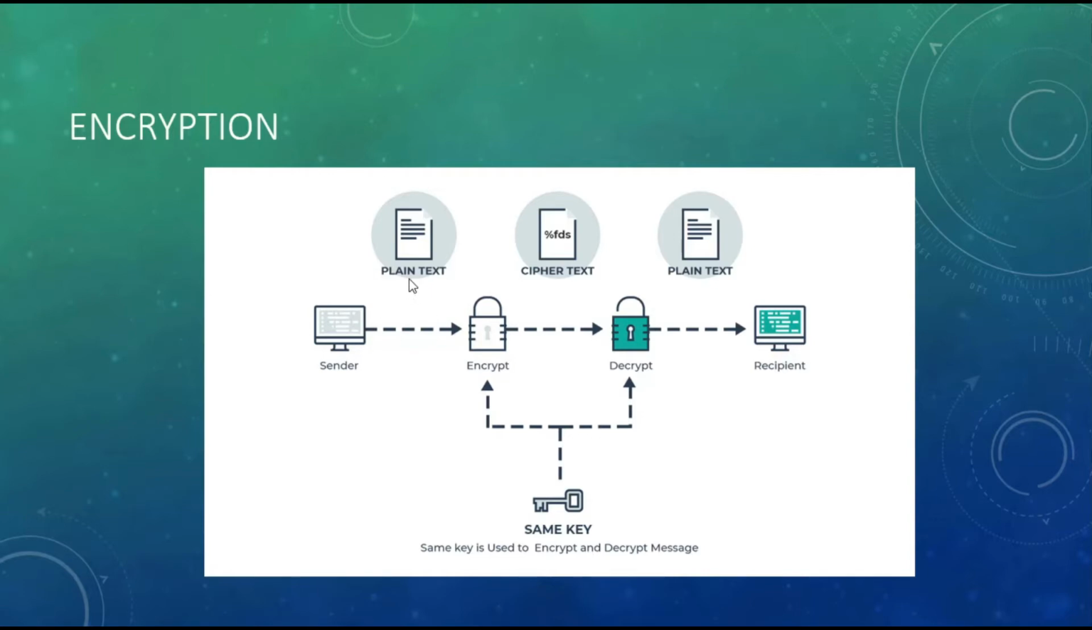In this case, we use a plain text. We encrypt it using a key. The key is the same key that is used for encryption and decryption. The sender will use the same key to encrypt. The receiver will use the same key to decrypt. The plain text is encrypted. The text is scrambled to produce a ciphertext. On the receiver end, the ciphertext is decrypted to get the plain text.